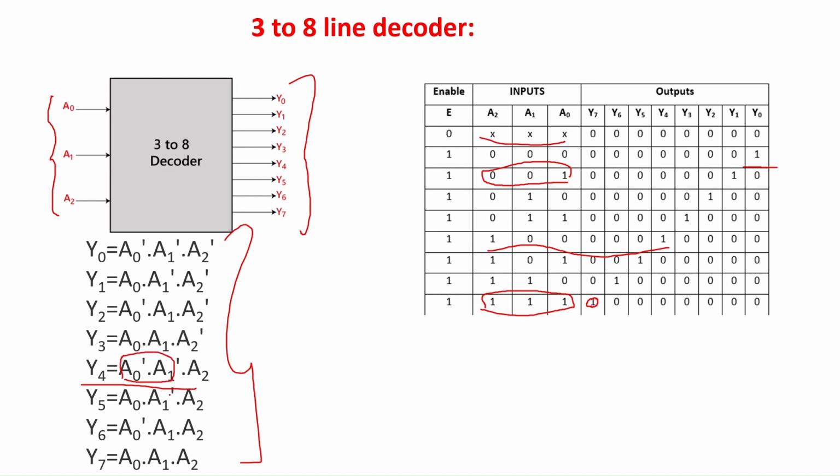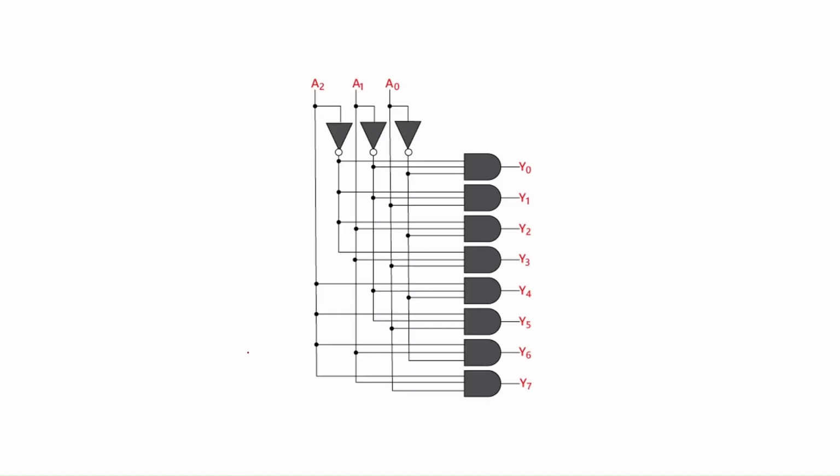For y7 to be 1, all the 3 inputs have to be 1. So y7 equals a0, a1 and a2. Likewise, we could create the Boolean expression for all the output lines. Using these Boolean expressions, we could synthesize the circuit for the 3 to 8 line decoder. This is the logic circuit for the 3 to 8 line decoder. Using that Boolean expression, we could create this 3 to 8 line decoder.